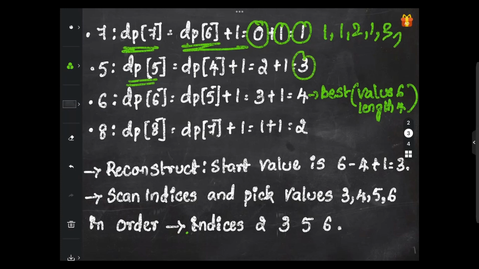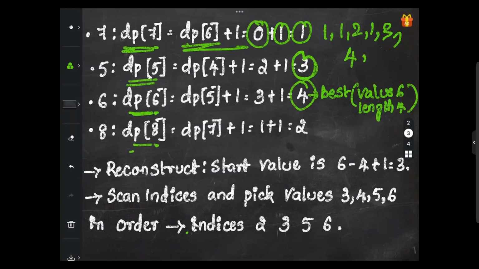So for dp of 6, next we have 6 in our input. We are left with 6 and 8. dp of 6 will be dp of 5 plus 1. dp of 5 we have already got as 3 here, and 3 plus 1 leads us to the output 4, right? So this will be 4. So we have 1 1 2 1 3 4.